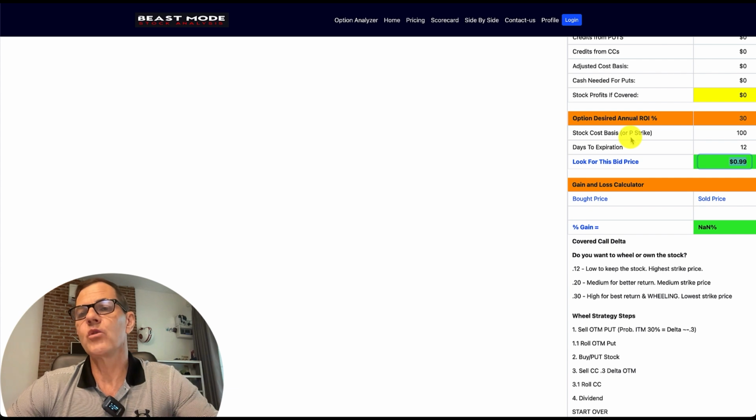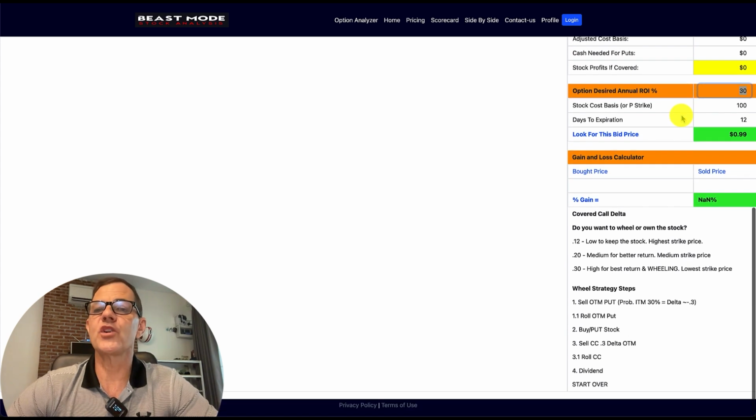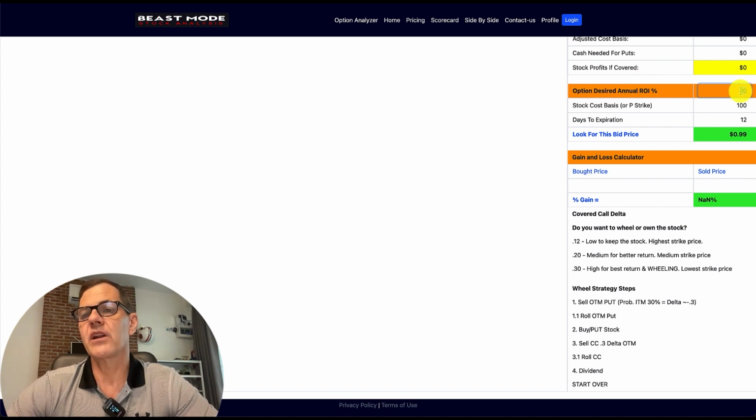So let's say we're interested in Google, which is trading at $100 right now, and we want to get a 30% annualized ROI. So we're going to put in 100, and let's go ahead for days for expiration and put 12. Then this tells us that we want to look for a bid price of 99 cents.